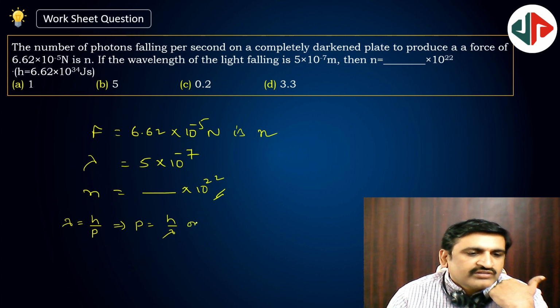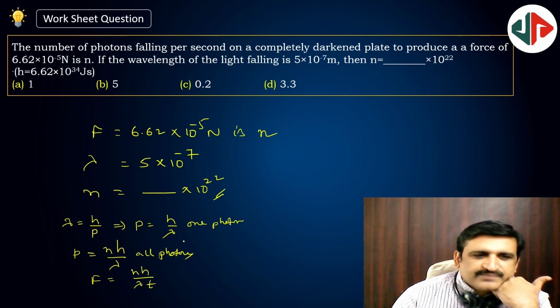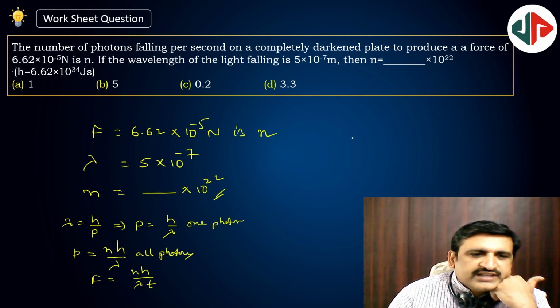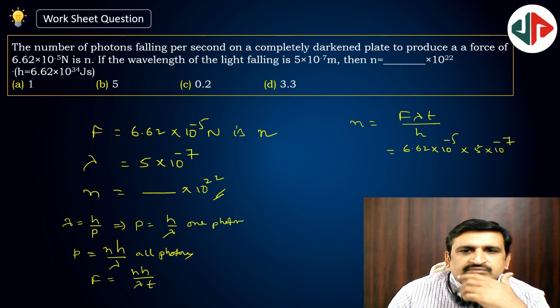Momentum of one photon. Momentum of n photons, nh by lambda. All photons. Then force is equal to nh by lambda into t. This is force. So he wants n is equal to F lambda into t by h. F value 6.62 into 10 to the power of minus 5. Lambda value 5 into 10 to the power of minus 7. Time is 1 second only.